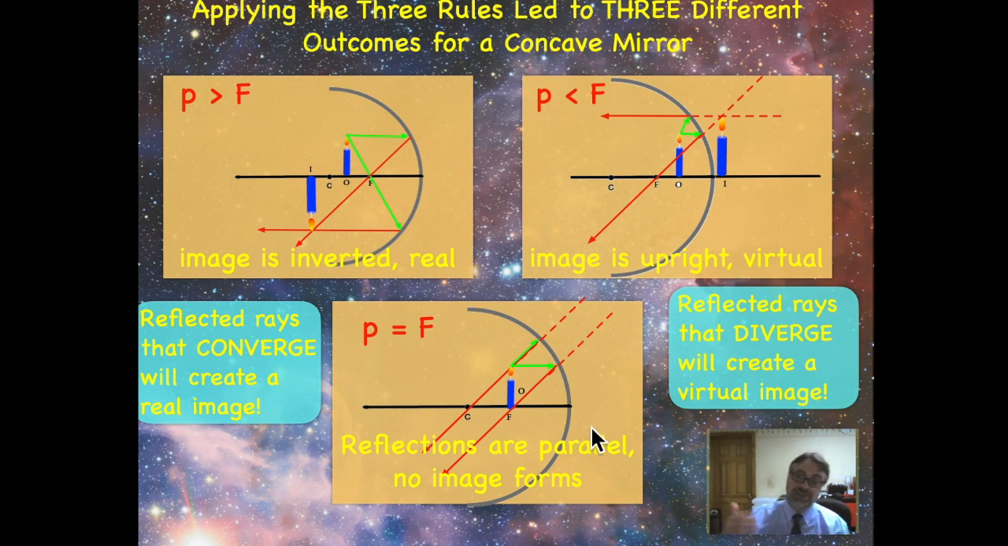So when an object is exactly on the focal point of a concave mirror, all you're going to see in the mirror is a blur. You're not going to be able to see the object. Okay? And that just summarized what we did last week. So what is it about convex mirrors? Well, let's take a look.